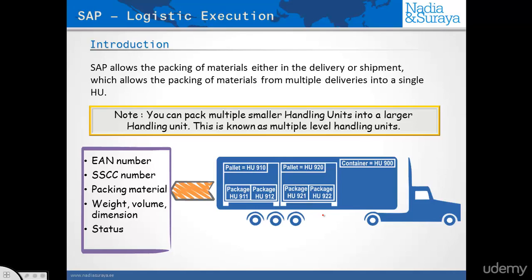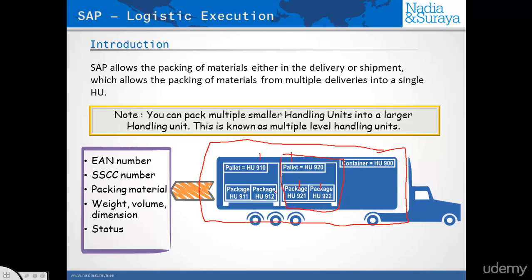As you can see here in the picture, one thing I wanted to note is you could have what we call multi-layer or hierarchical handling units. In this example, we see this whole container is one handling unit. In the container, we have one pallet, which is one handling unit. So you can see here we have two pallets, and on each pallet we have two packages. This says that we have multi-level handling units, one inside the other.